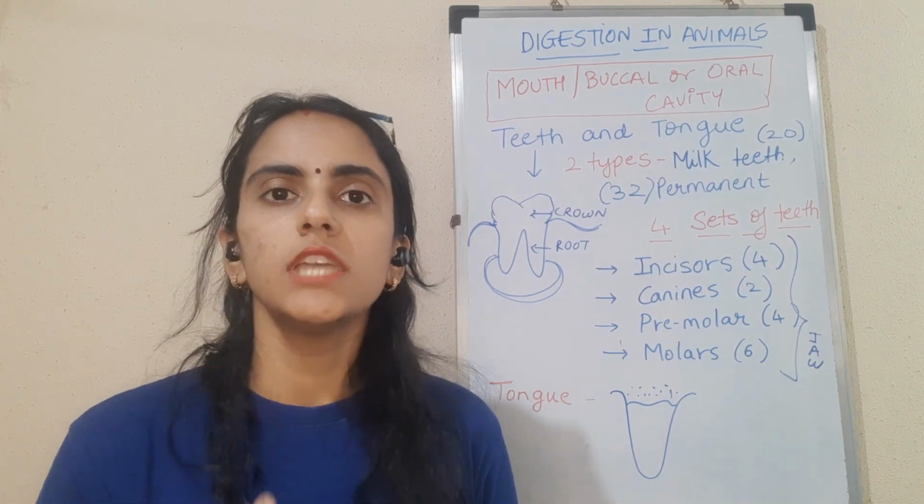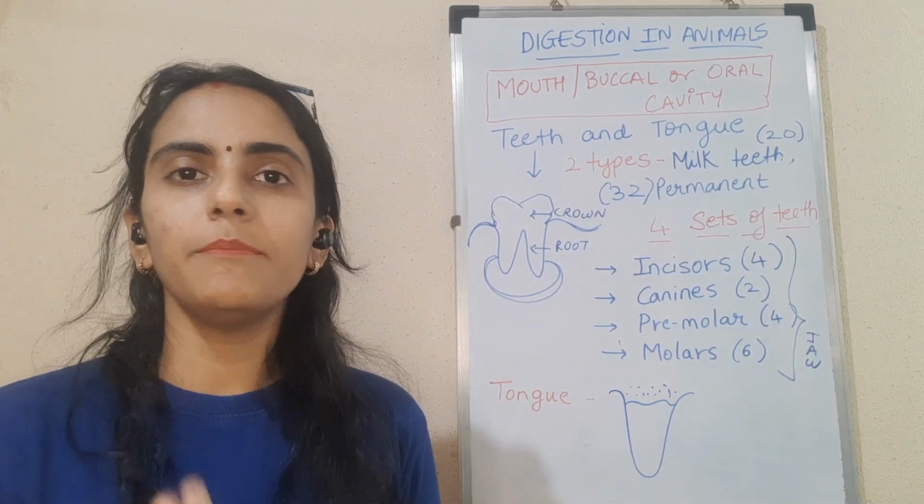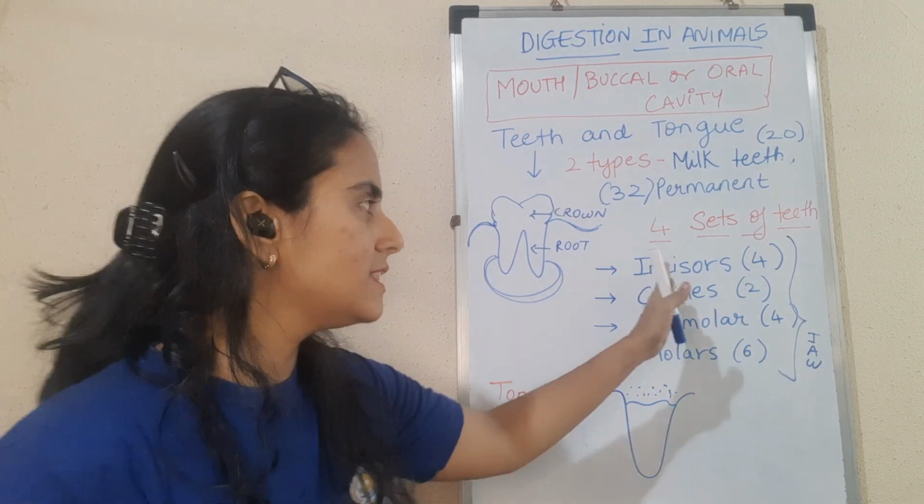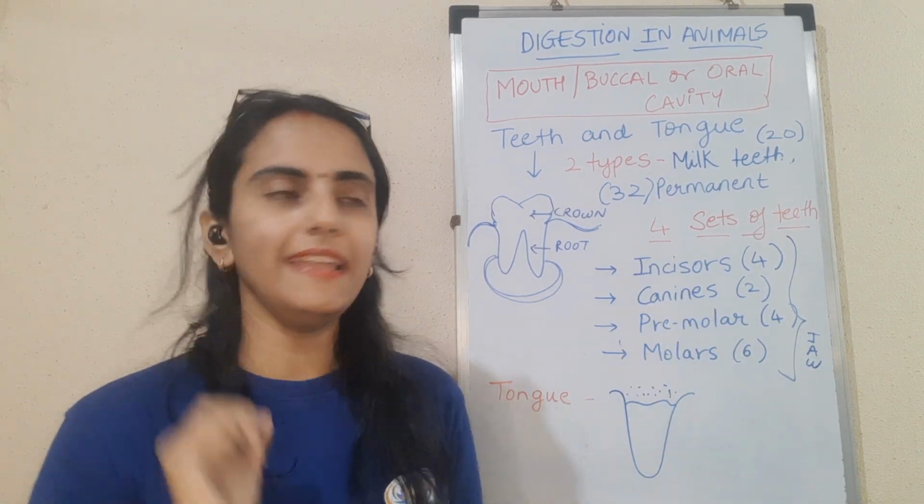Whenever, you must have noticed, whenever we eat fruits, for example, let's take an apple, we usually bite the apple from the front tooth, right? So these front teeth are used for biting.